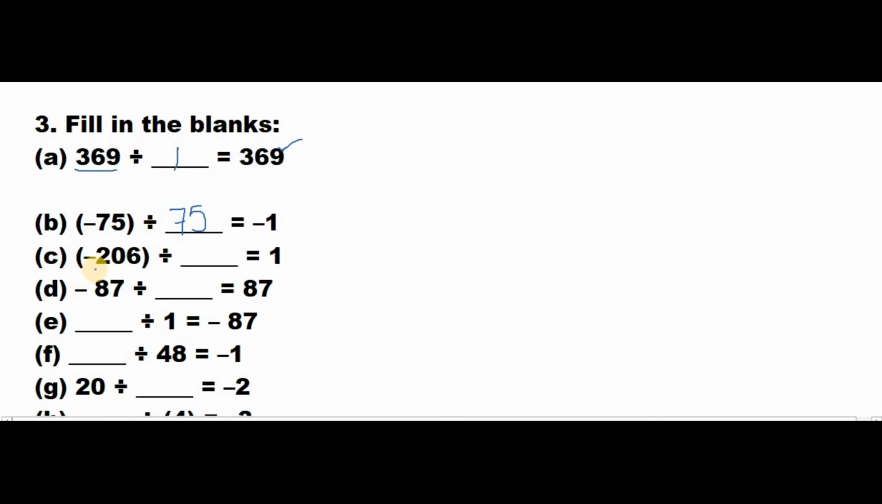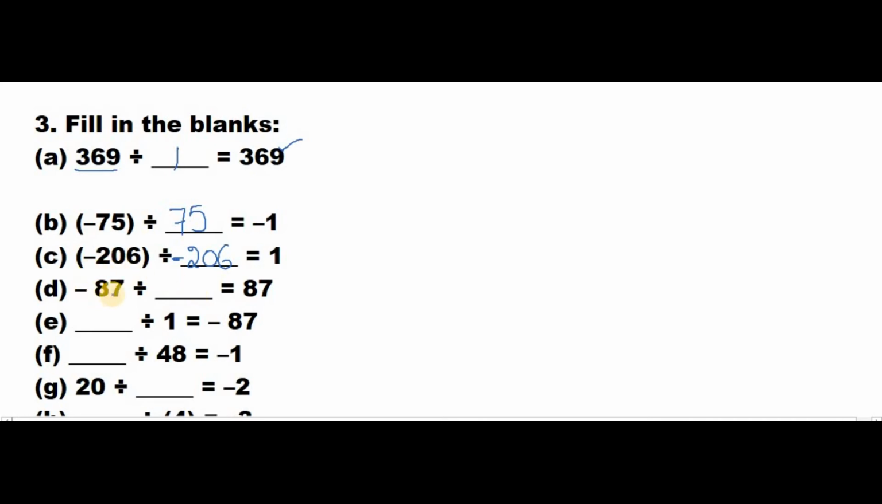Based on the same divisibility rule, the same division properties, here also we'll follow. Minus 206 divided by some number will give you 1. So when we get quotient 1, if a number is divided by the same number, then only we'll get 1, right? Now there is a minus here, and here you have only plus, so that means both should be the same number, right?